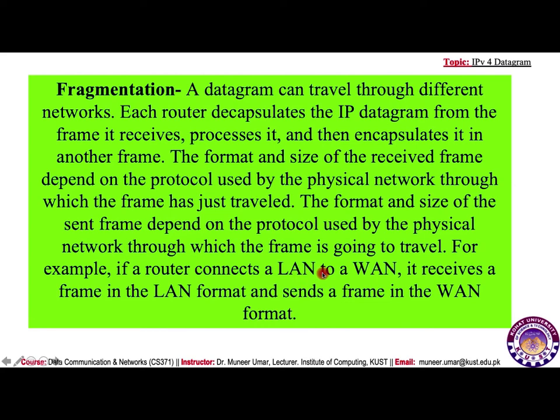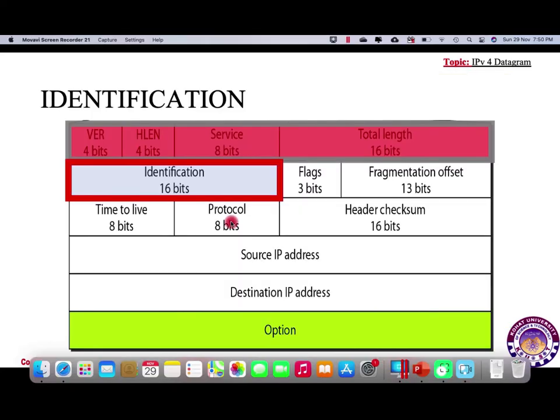So the router has to fragment, to divide the frame into small pieces or make more frames, so that it becomes acceptable to the other network, or in reverse, assemble multiple frames into a bigger frame so that the new frame can be accommodated in the connected network.